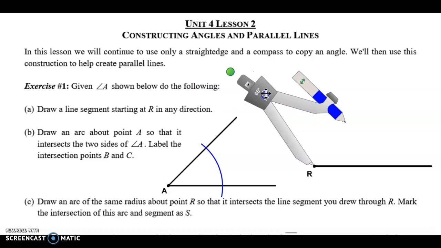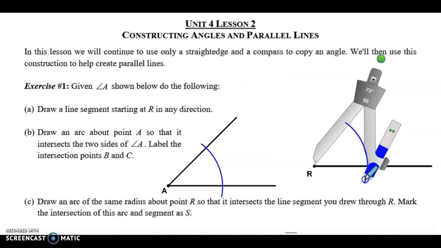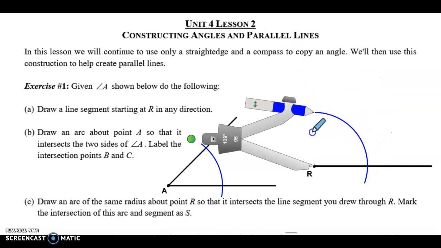I'm going to come here to R, where I'm trying to copy the angle, and I'm going to draw the same arc. It's got to touch the bottom, and it's got to be long enough that when I draw the top ray, it will intersect. All right, so just sort of eyeball it. If it was an obtuse angle, I obviously would have to make that longer.